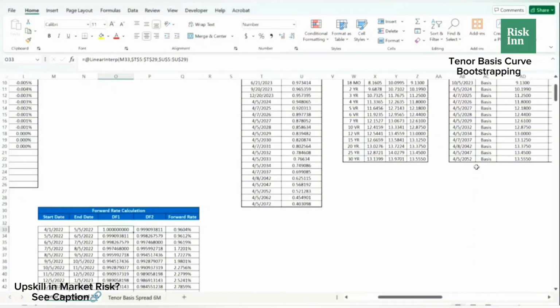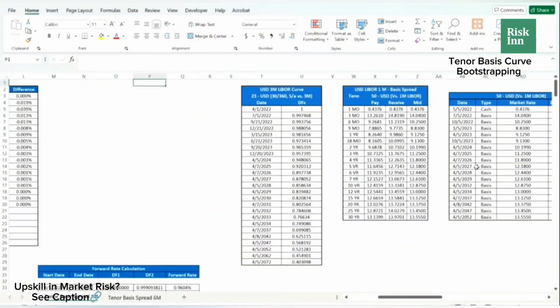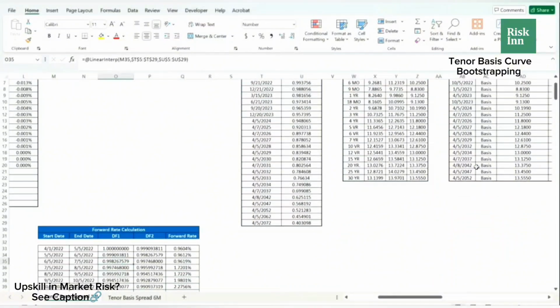First, determine BF1 and BF2, the discount factors for the start date and end date, by interpolating values from the LIBOR curve. And the LIBOR curve is the LIBOR 3-month curve, which is the base curve. These discount factors depend upon the base curve. Once we have BF1 and BF2 computed, we can compute the forward rate, which is nothing but BF1 divided by BF2 minus 1, divided by the EF.